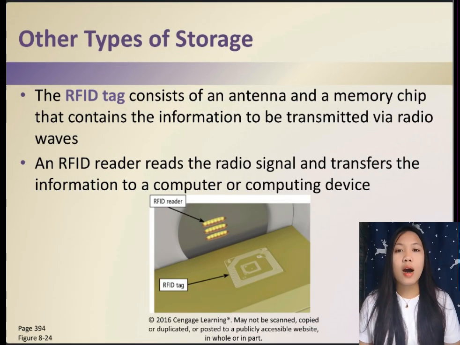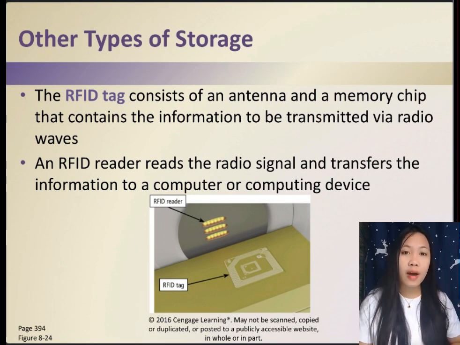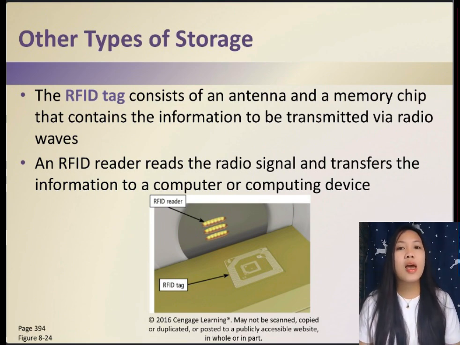Number four, RFID tags. This tag consists of an antenna and a memory chip. Information is transmitted wirelessly via radio waves. An RFID reader receives this signal and transfers the information to a computer.